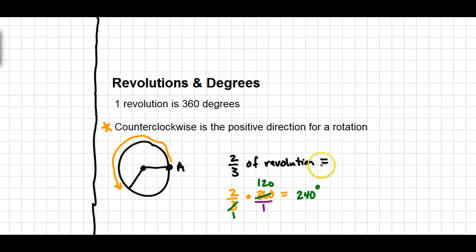So 2/3 of a revolution is going to be the same as you starting at point A and ending up at 240 degrees. Your new location can either be labeled with another letter like B, or you could name it A prime. A prime symbol like that is what students probably used back in geometry, and we can continue to use that kind of labeling system.